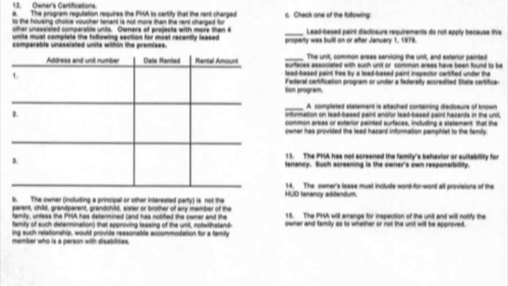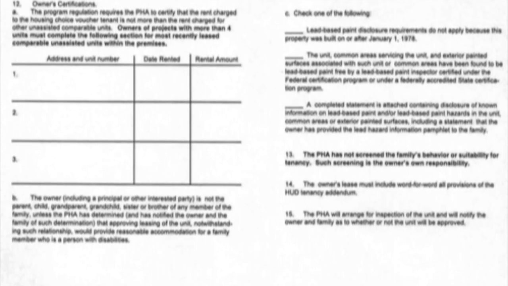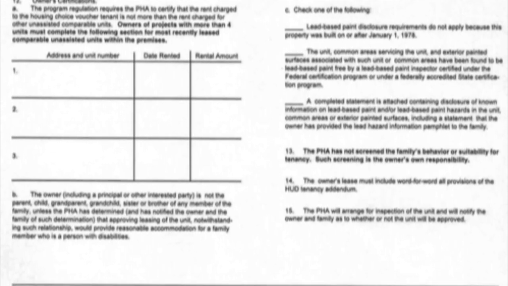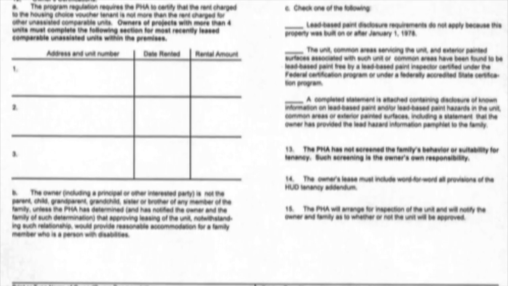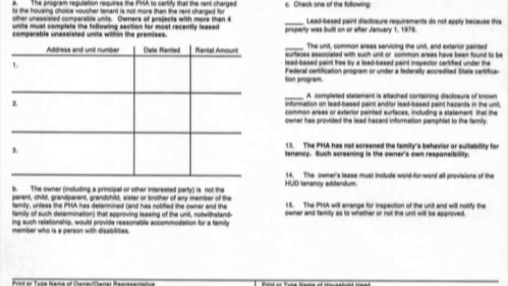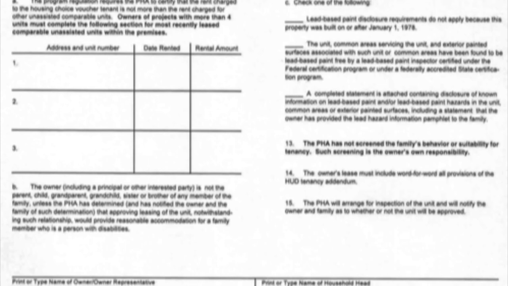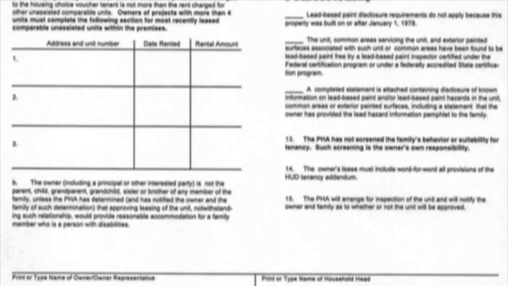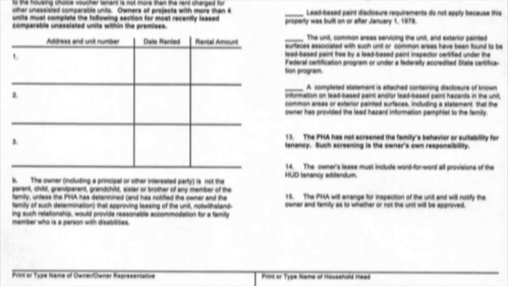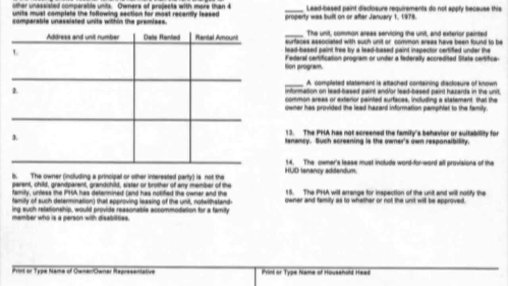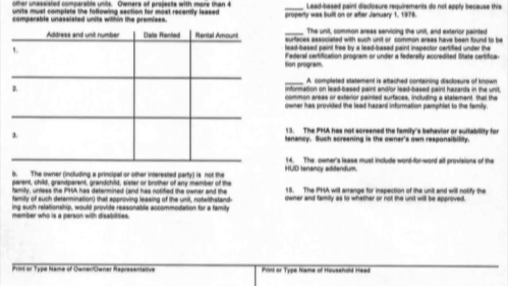Section B. The owner, including a principal or other interested party, is not the parent, child, grandparent, grandchild, sister, or brother of any member of the family unless a PHA has determined and has notified the owner and the family of such determination that approving leasing of the unit, notwithstanding such a relationship, will provide reasonable accommodation for a family member who is a person with disabilities.